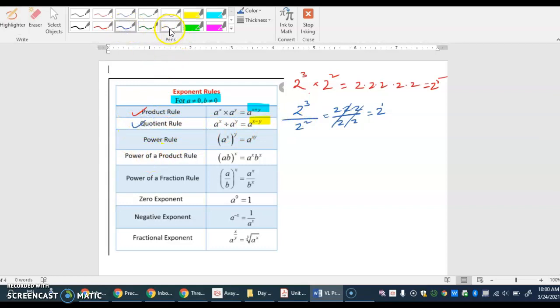Now if we see the power rule, which says a to the x to the power of y. So what does that mean? So if I have 2 cubed to the power of 2, so you're actually doing 2 cubed times 2 cubed. That's what it means, isn't it? And if you actually expand each one, you will have how many? 6 of them. So this will be actually 2 to the 6. So what really happened? 6 is a product of 3 and 2.